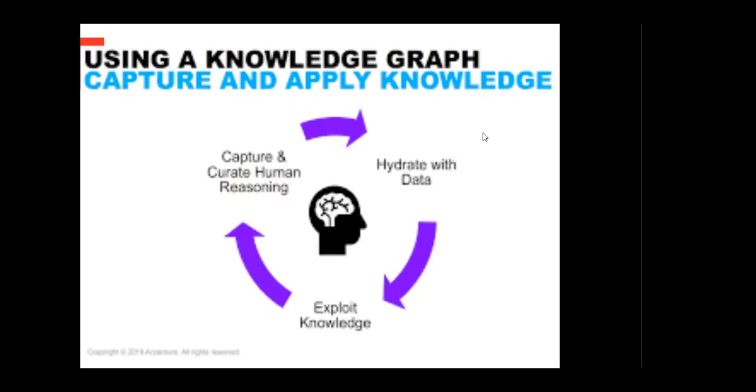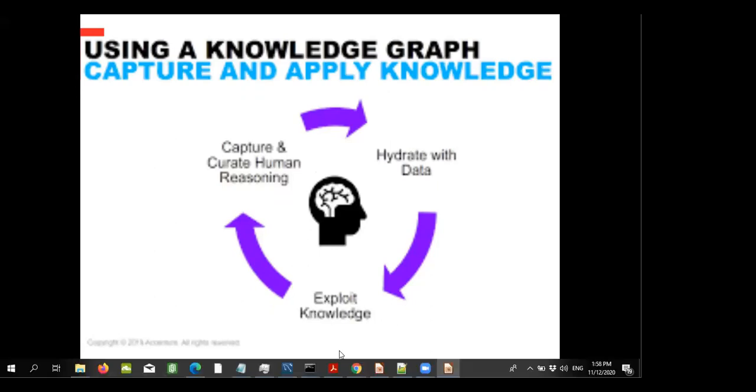We capture and create human reasoning. We hydrate it with data, so we mix other data into it. Then we exploit the knowledge. When we exploit the knowledge, we also create new knowledge. We capture it, we hydrate it with another setup. So it's a virtuous cycle.